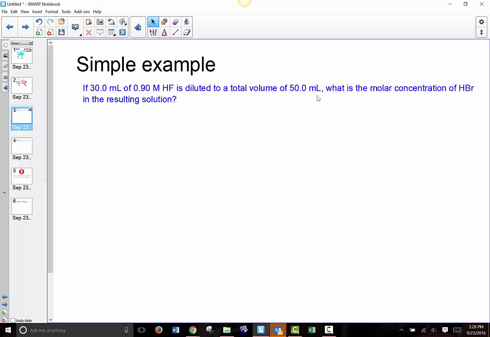All right, I wrote it like this on purpose because the textbook writes it like this. And instead of asking what is the new concentration, it sounds a little bit more complicated. What is the molar concentration of HBr in the resulting solution? So you can, for yourself, really identify what is it asking. It basically wants the final concentration.